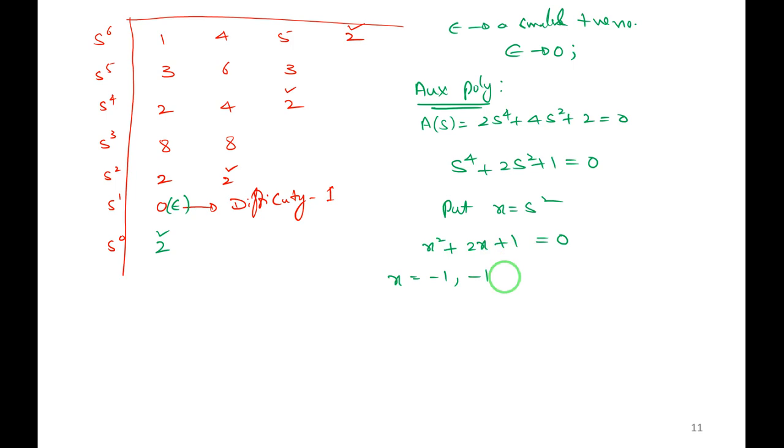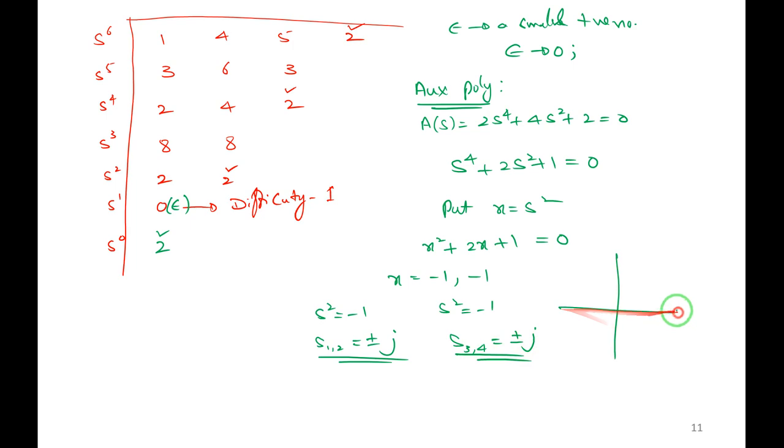Okay, let me shift my calculator to normal mode. Fine. So what is x? X is nothing but your s square. S square equal to minus 1. So what am I getting? The first two roots are plus or minus j. Then the third and fourth roots are also plus or minus j.